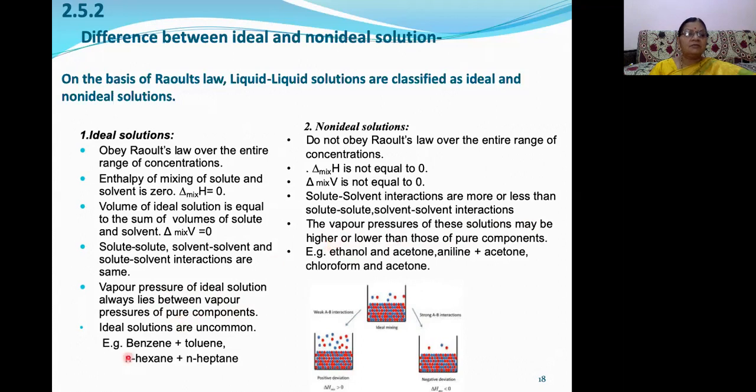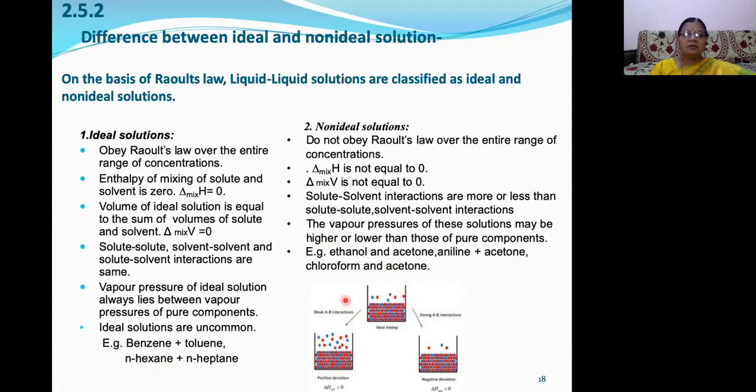Now the examples of ideal solution: benzene plus toluene, n-hexane plus n-heptane. That of non-ideal solutions, these are the examples: ethanol and acetone, aniline and acetone, chloroform and acetone. So these are the examples of non-ideal solution.